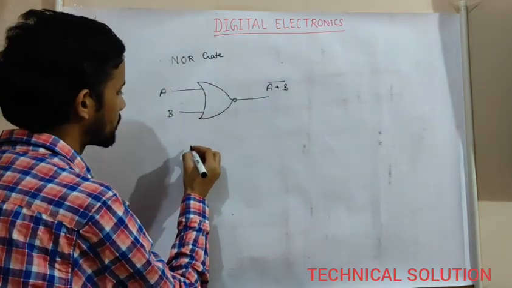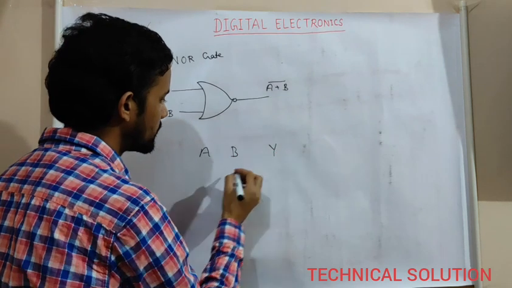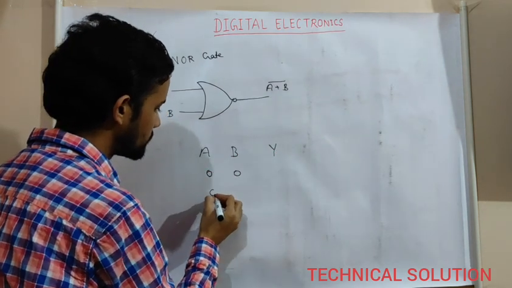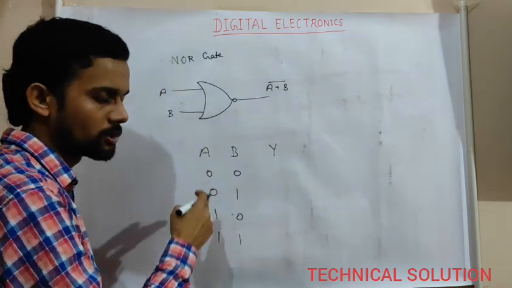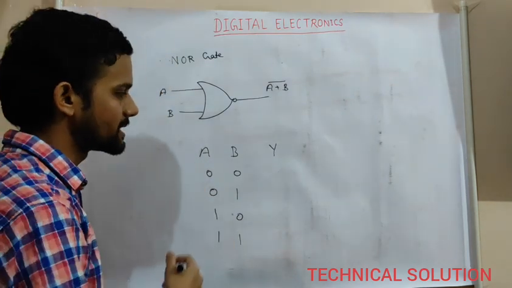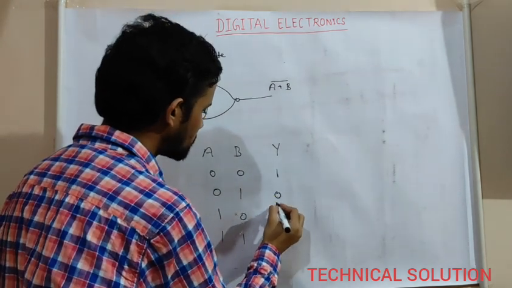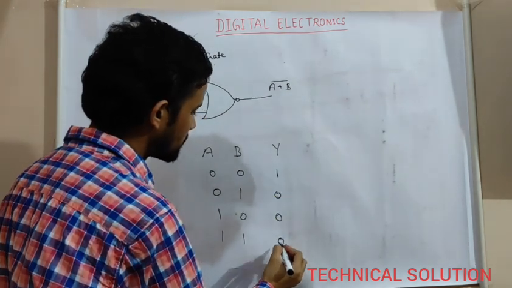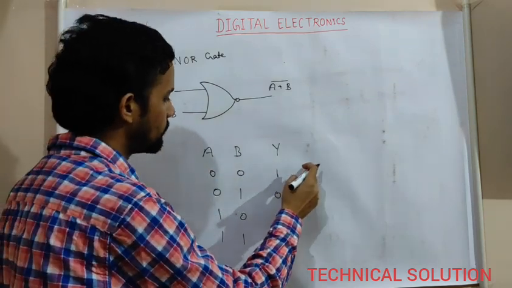And the truth table of NOR gate is given by this: input A, B, and this is Y. If we take 0 0, 0 1, 1 0, 1 1, because with two inputs the total possible combinations are 4, we get output as 1, then 0, 0, and 0. That means if all the inputs are 0, then only we get output as 1.